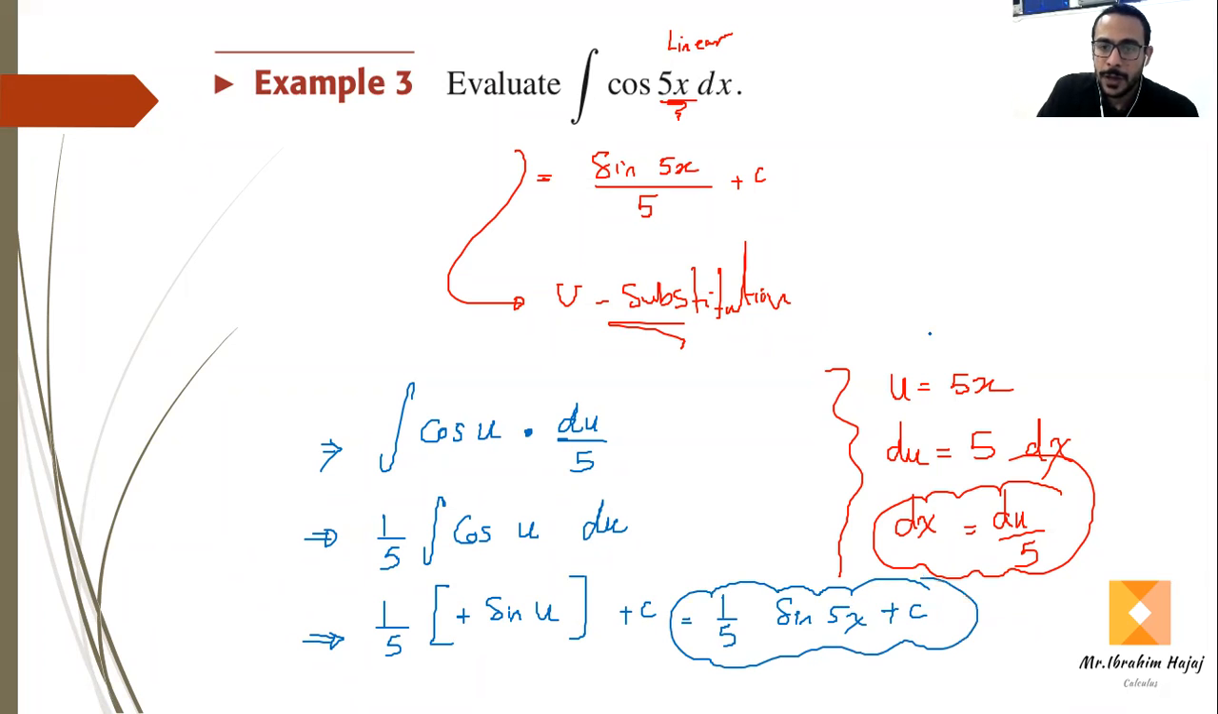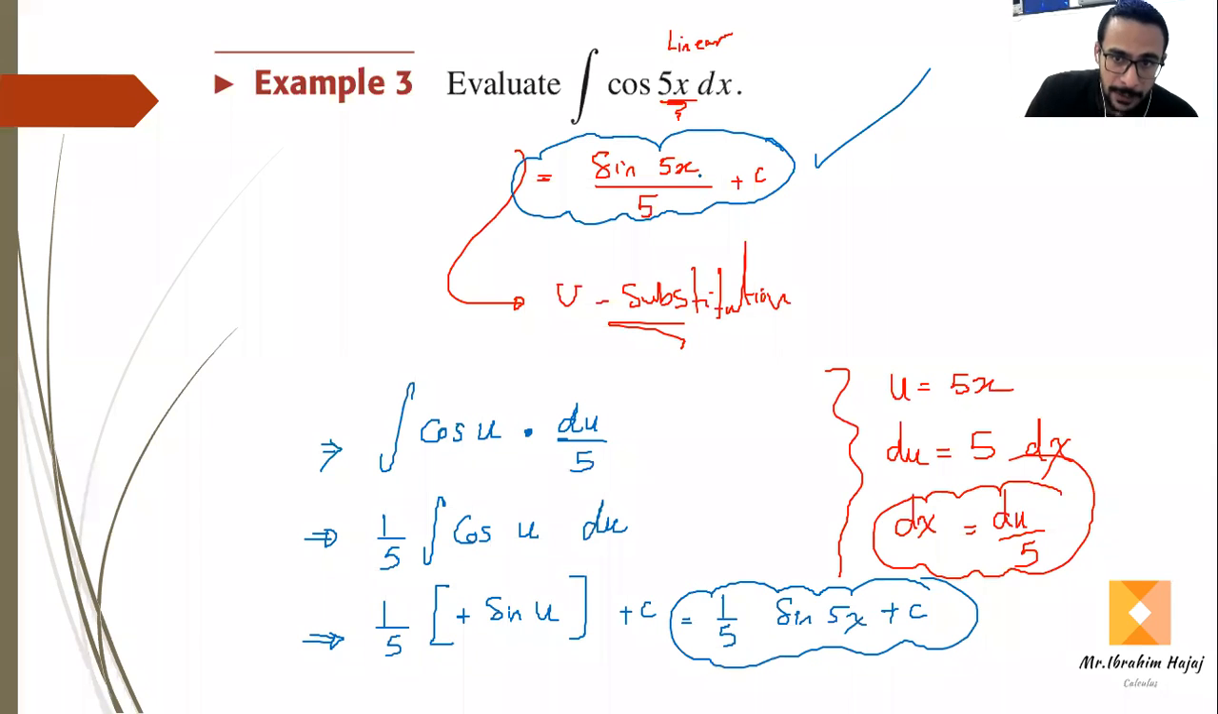Okay, so you can do it guys directly in only one step or you can use substitution. Of course it's better to do it directly, because the 5x is linear, so we work on it right away. And this is the substitution way, it's another way.